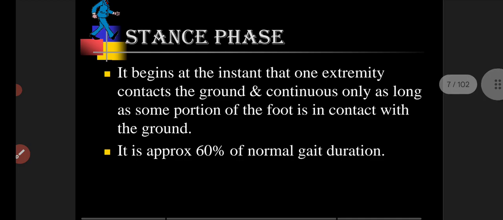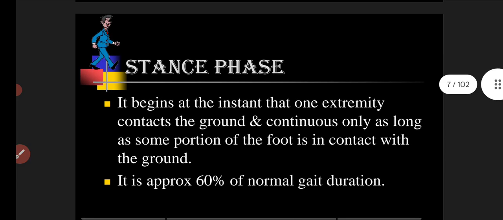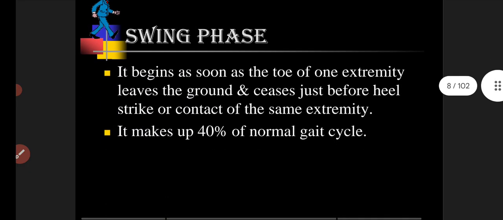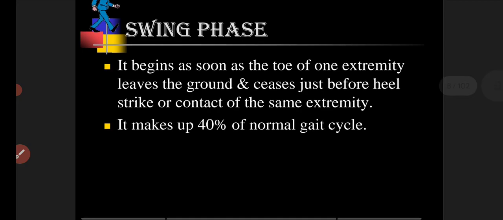It is approximately 60% of the total gait duration. If the total gait duration is 100%, the stance phase is 60% and the swing phase is 40%. The swing phase begins as soon as the toe of one lower extremity leaves the ground and ceases just before the heel strike, or contact, of the same extremity. It makes up 40% of the normal gait cycle.